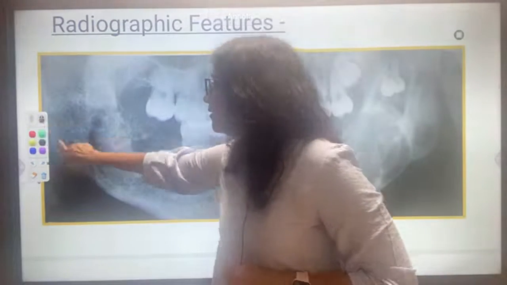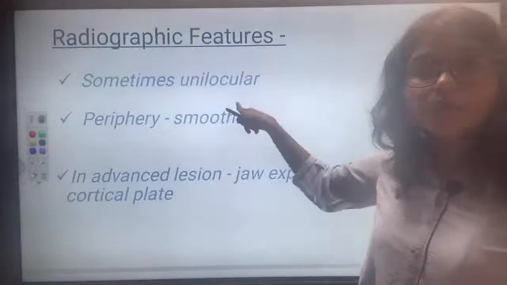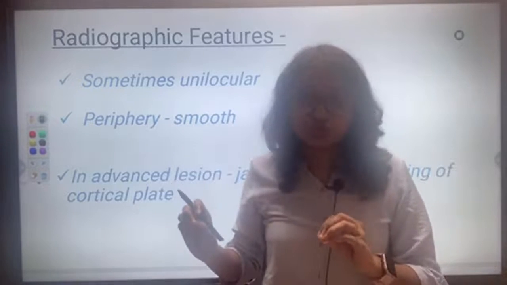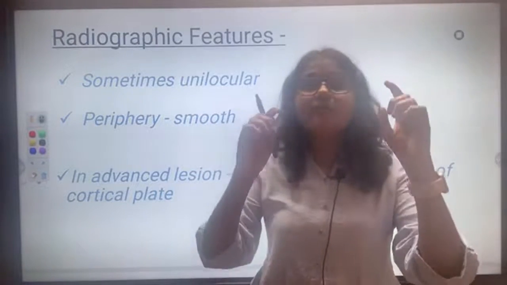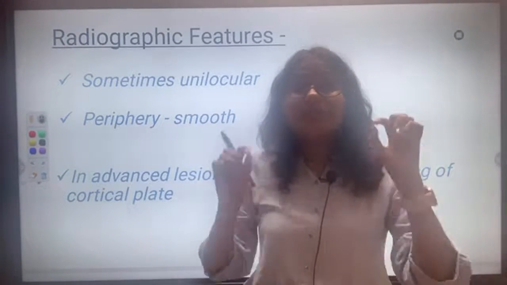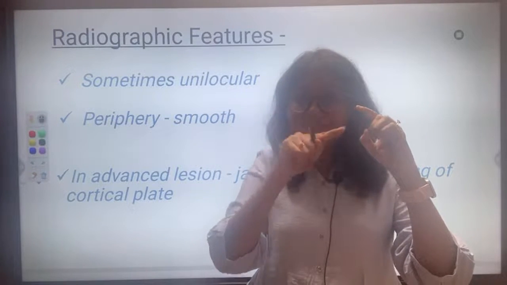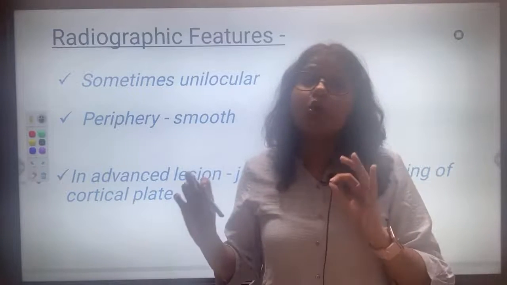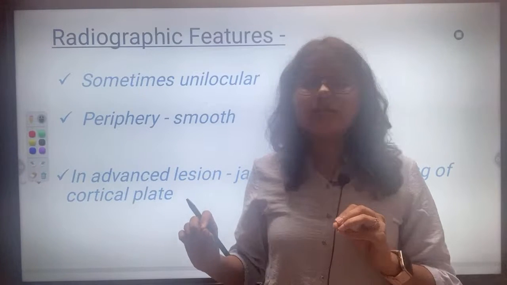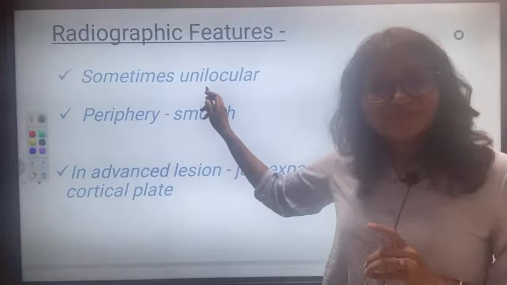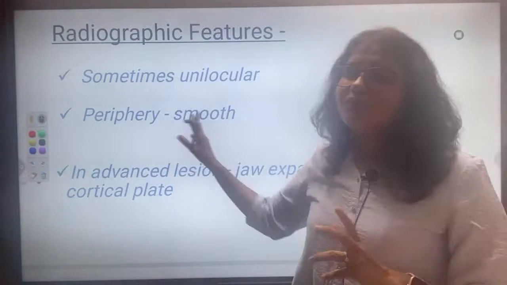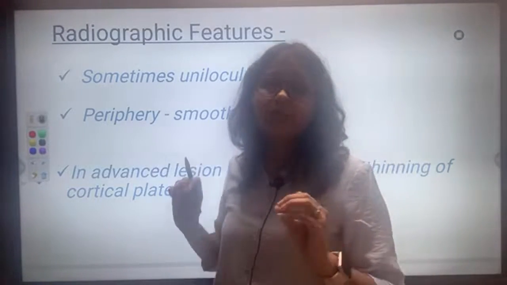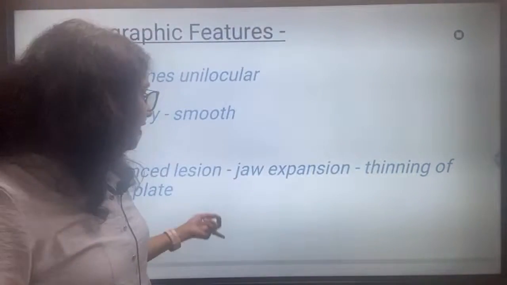Then sometimes it can be unilocular, but this is not the classic type. It is not that only one thing will be seen; you can see other things also, okay? But usually, Sadaf, to answer your question, the septa of bone extend between the tumor mass, which gives it a multilocular appearance. That is the classic appearance, called soap bubble appearance, right? And sometimes it is unilocular, okay? The periphery is smooth, and in advanced lesions you will see jaw expansion and thinning of the cortical plates, all these things, okay?